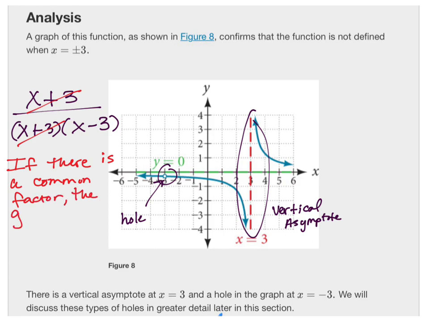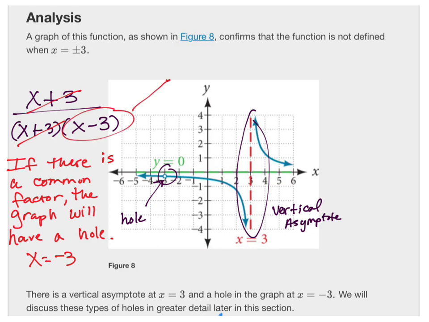Okay, so if there is a common factor, the graph will have a hole in that location. What was the 0 for this hole, for this factor? X equals -3. Can you see it? If it doesn't have a common factor, it's going to show a vertical asymptote at that 0. X equals +3. Can you see the difference?